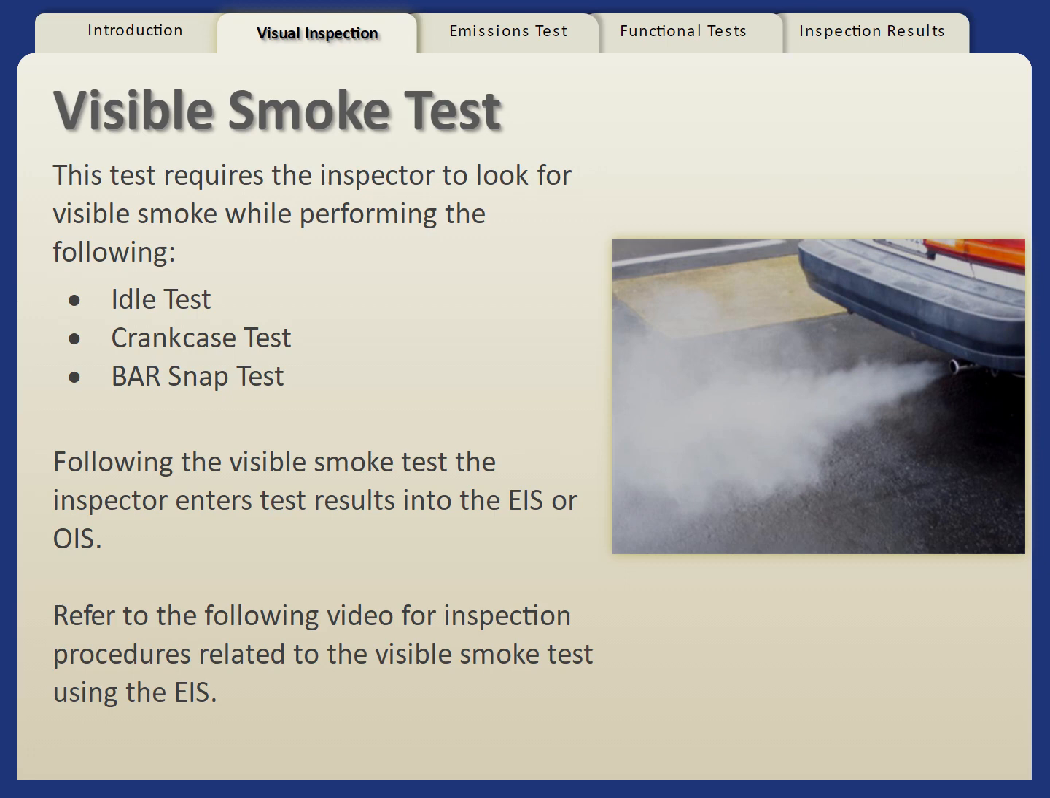When using the BAR OBD inspection system or BAR OIS, you will be prompted when to conduct the visible smoke test and where to enter the results. The following video provides detailed procedures for this test using the EIS.